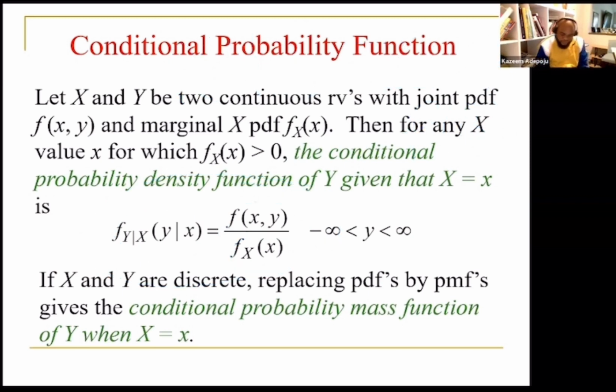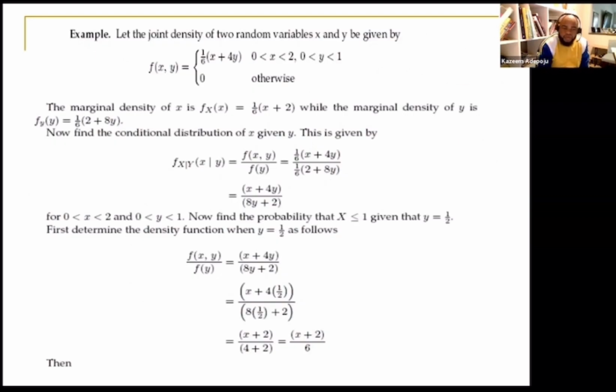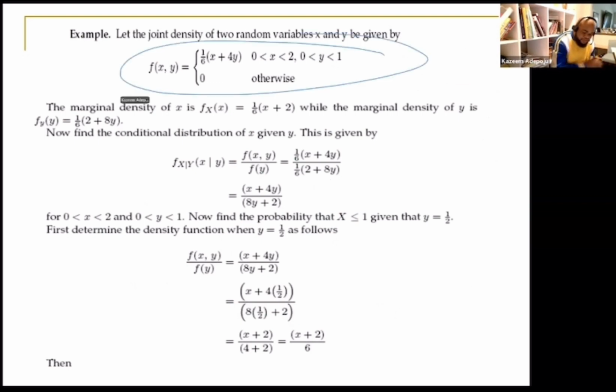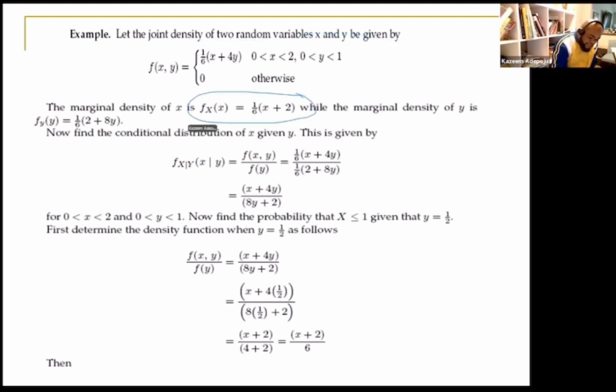Now I want to walk you through an example. I need you to take a look at this. Let the joint of two random variables X and Y be given as what I'm showing you now. Take a look at the support of X and the support of Y. The state space of X is 0 to 2 and that of Y is 0 to 1. Can you try and figure out this one and this one? How do I get the results?